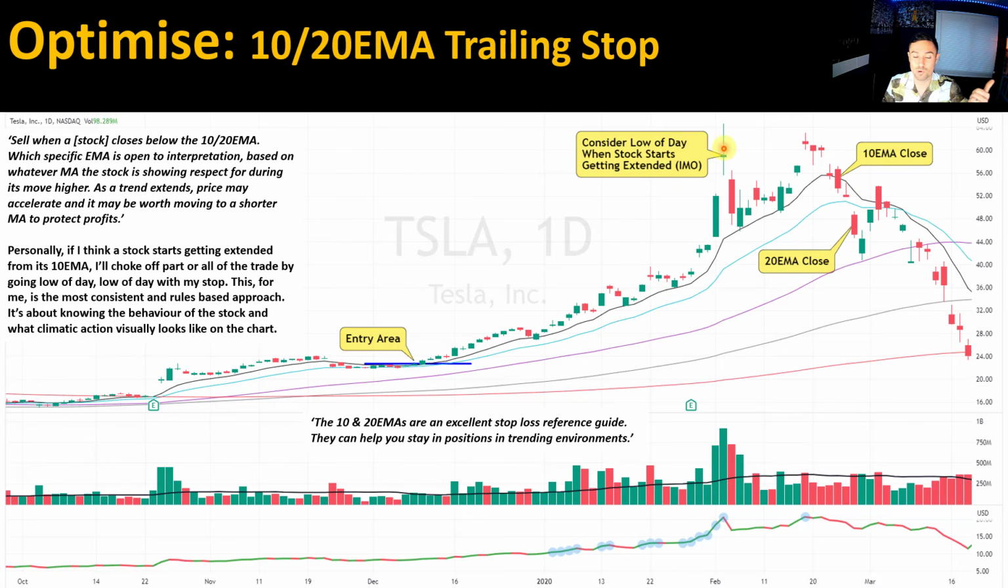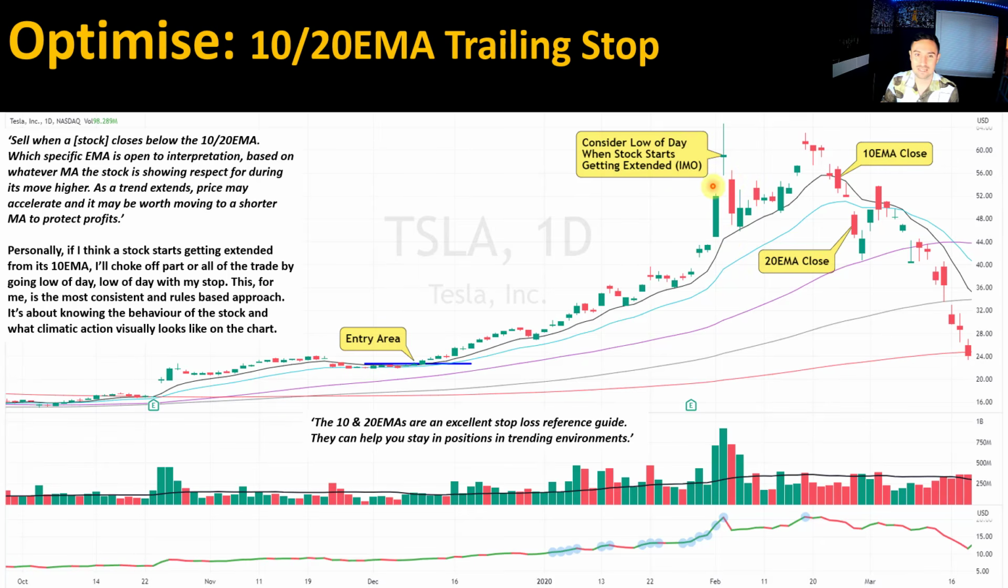If I start thinking price gets extended from the 10 EMA, I will start checking off, maybe on all, maybe on par, depending how extended it is. Personally, if I think the stock gets extended from the 10 EMA, I will start moving stops to the low of the day. Up here, the stock is absolutely extended, it's gone parabolic, and there's huge climactic volume coming through. So at least I'd be going to the low of the bar, okay?